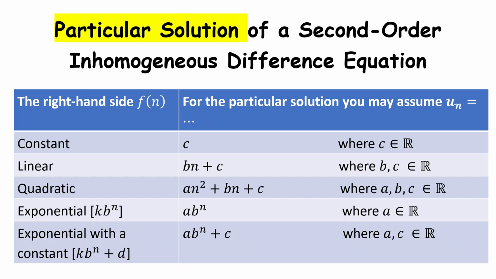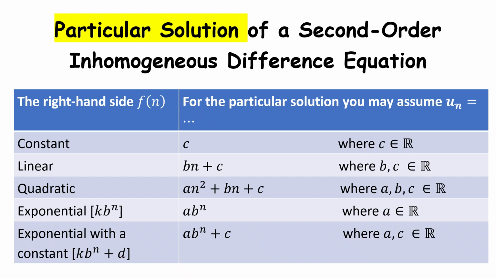So this is what the particular solution looks like. If we have a constant on the right-hand side, so if that function is constant, our answer is going to be a constant. If we have a linear, then on the right-hand side, it will also be linear. So make sure that you have some version of a linear.